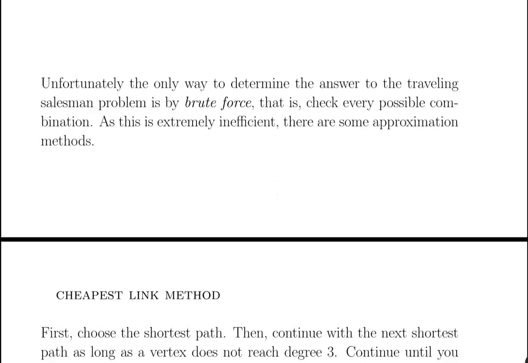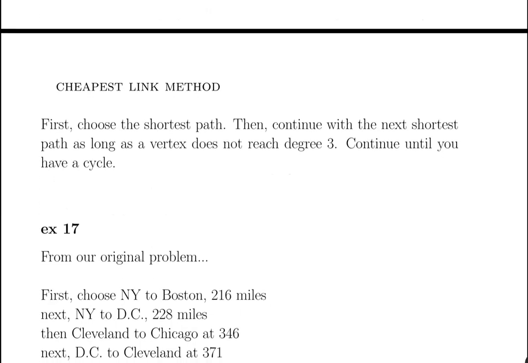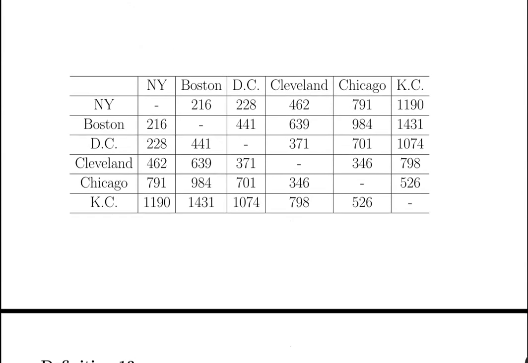And so the first one I believe is called cheapest link, yes. So the cheapest link method is pretty much what it says, right? You start with the shortest path, the lowest weight, and then you just keep adding the next shortest ones as long as you don't create a vertex that gets degree 3, and then you just keep going until you have a cycle, right? So from our original problem, clearly the lowest number in this is 216, Boston to New York, right? So you'd start with that leg there, and you'd fill that in, and then you go to the next one, and you continue to do that unless you create degree 3 or complete the cycle early.